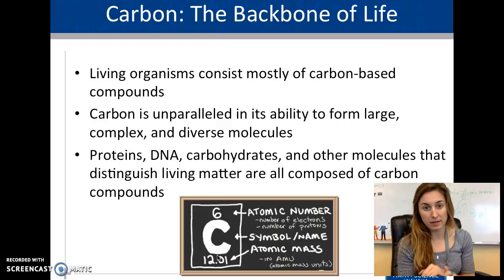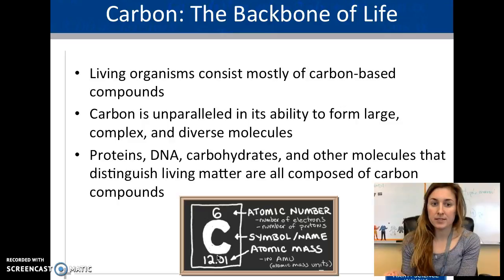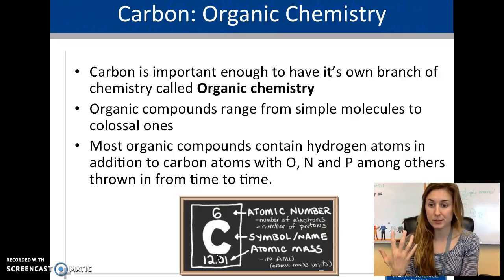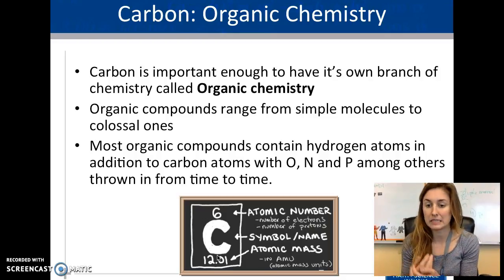Carbon. So we've talked about water already. Carbon is the backbone of a lot of living organisms because we're made up of carbon molecules. Proteins, DNA, carbohydrates, they are all composed of carbon compounds. There is a reason carbon is so important. It's because it makes up all those living things, and the study of it is organic chemistry. Most organic compounds are a string of carbons with oxygen, nitrogen, and phosphorus linked up in some way, but it's usually just this long row of carbons.